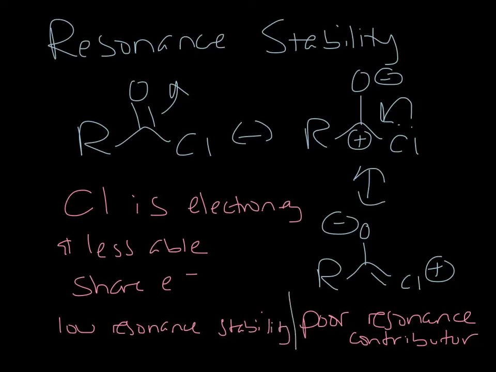So inherently, chlorine is the best leaving group because it's a large electronegative atom that can handle the charge. And it also provides the least stability to the compound itself. And that's what makes the acid chloride the most reactive of the acid derivatives.